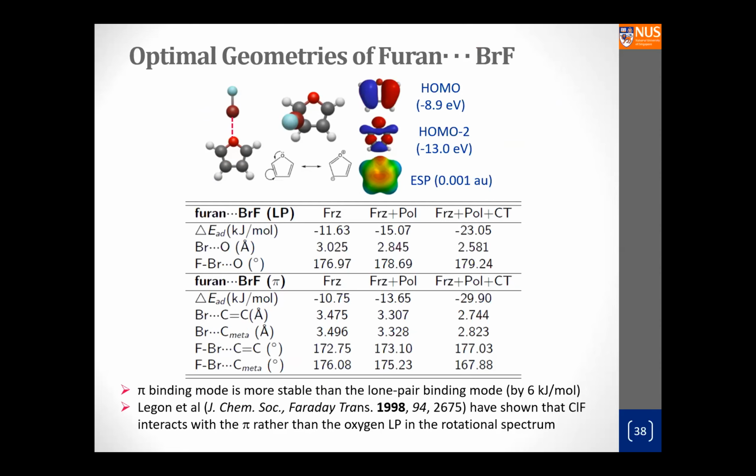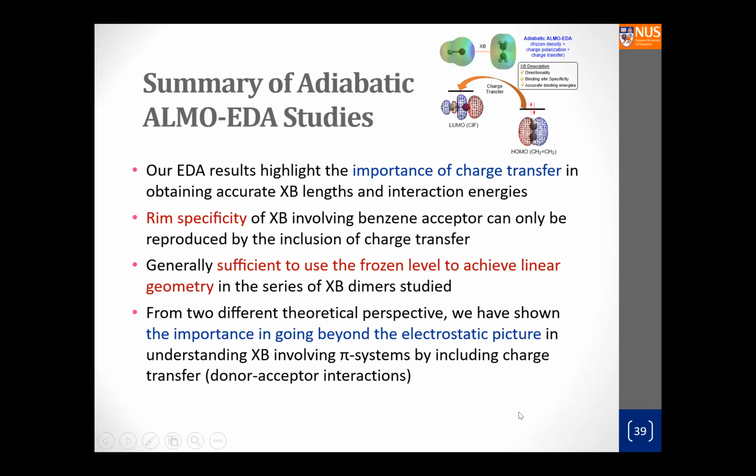Lastly, this example is quite important: halogen interaction with CH2O. In this case, you can interact with the lone pair, which is the oxygen, or over the pi. To cut the long story short, if you just use the frozen or frozen plus polarization, you will predict it is over the lone pair rather than the pi. Only when you include the charge transfer do you get it correctly, and this is in excellent agreement with the experimental result. So this highlights the importance of charge transfer.